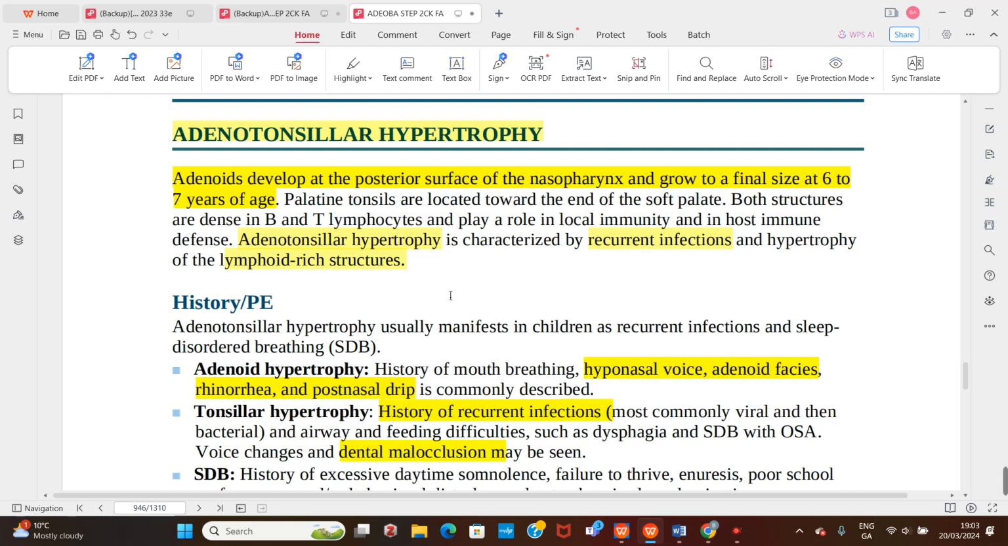The more recurrent the infection is getting, the higher the chance of you doing an adenotonsillectomy to remove those structures.